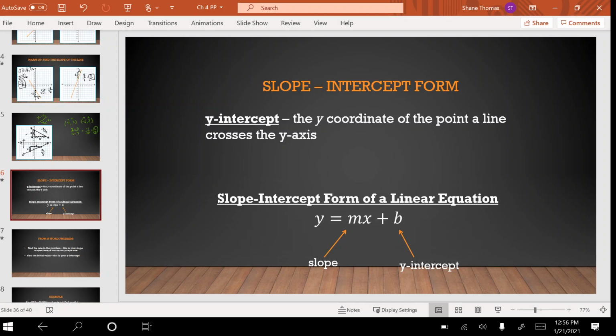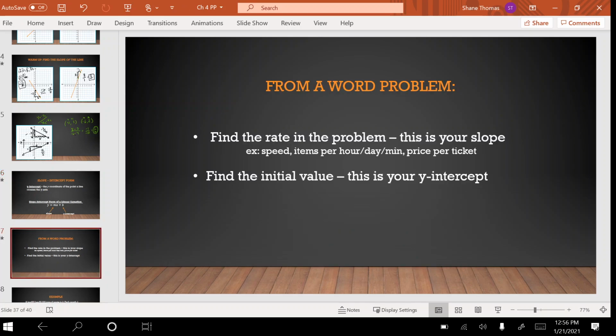So this is what an equation of a line looks like. Y equals mx plus b. You're going to hear this forever. Y equals your slope times x plus your y-intercept. Now, why am I talking about this again? Well, we're going to be looking at word problems, and we're going to have to come up with an equation in that form.